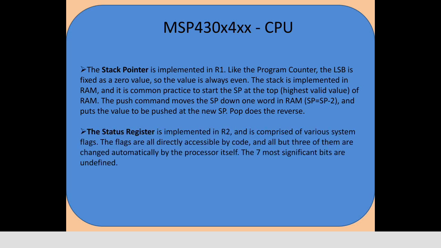When we come to R2, R2 is the status register. The status register is the same as a flag register. It holds the flag conditions of the arithmetic and logical operations performed by the microcontroller. Here we are using only a few bits. The 7 most significant bits are undefined. That means the 7 bits are reserved for future purposes. In future, if any other features are added to the MSP 430 family, we can use those 7 bits here.